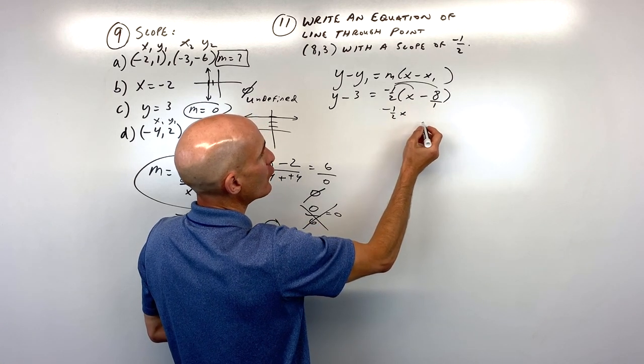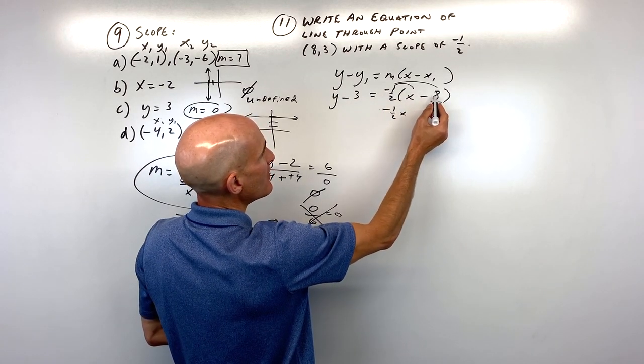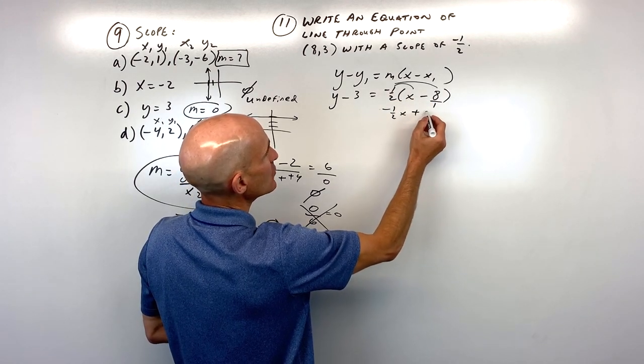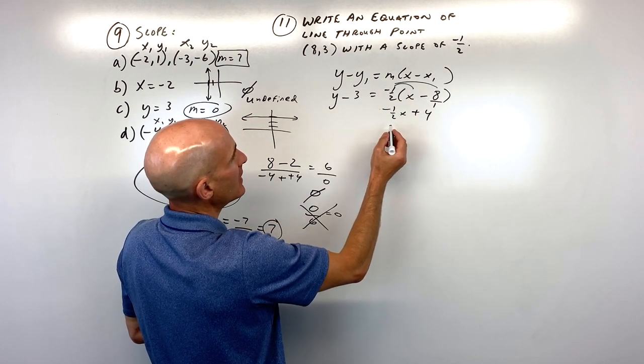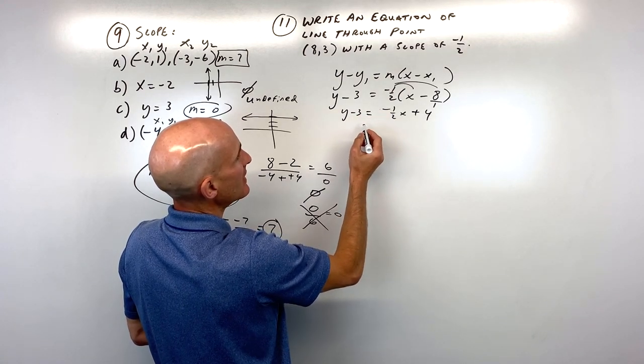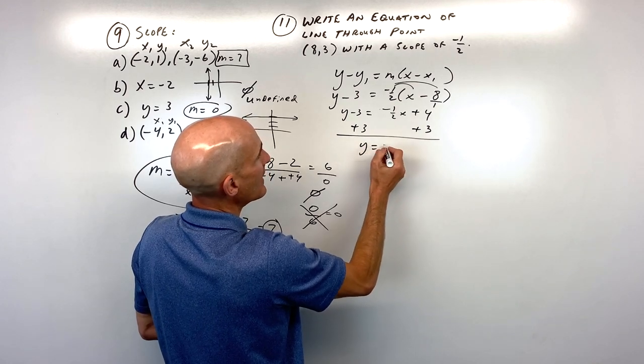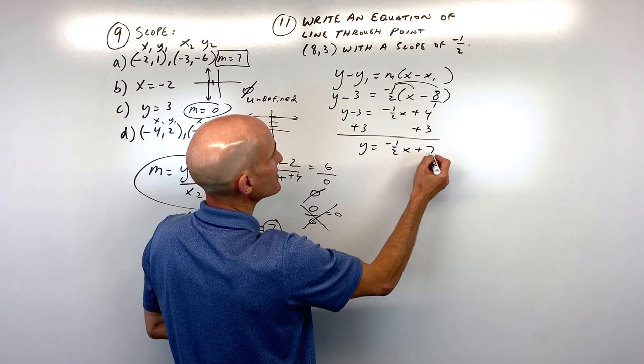8, you can think of it as like 8 over 1. So you multiply the numerators together, that's positive 8. The denominators together, that's 2. A negative times a negative is a positive, so we get 4. Okay, and then here we have y minus 3, and then I'm going to add 3 to both sides. So we get y equals negative 1/2 x plus 7.